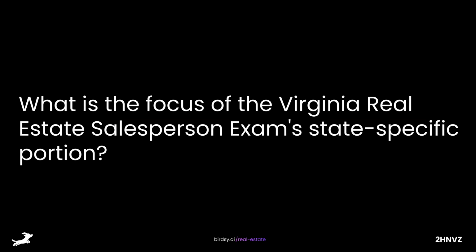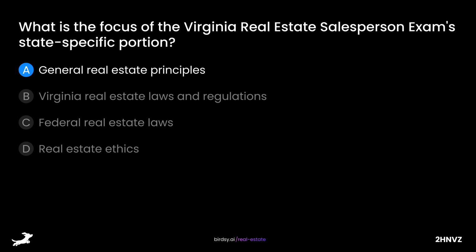What is the focus of the Virginia Real Estate Salesperson exam's state-specific portion? Is it A, general real estate principles, B, Virginia real estate laws and regulations, C, federal real estate laws, or D, real estate ethics? The answer is B, Virginia real estate laws and regulations.